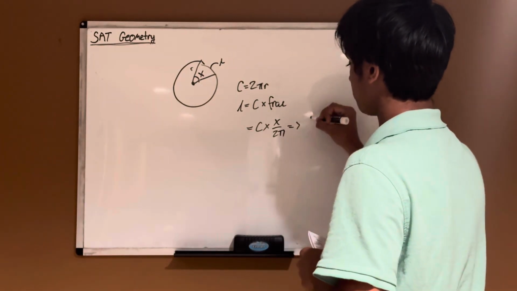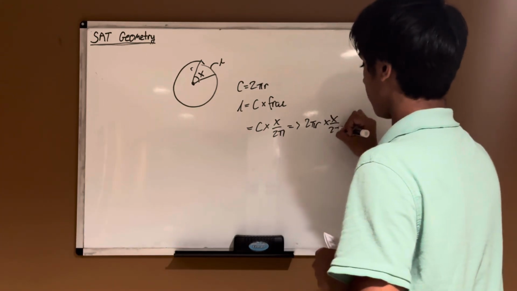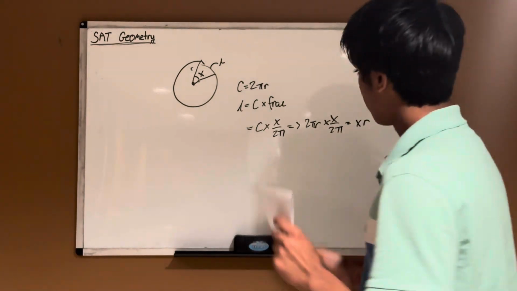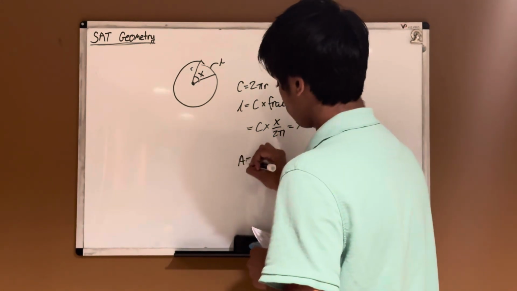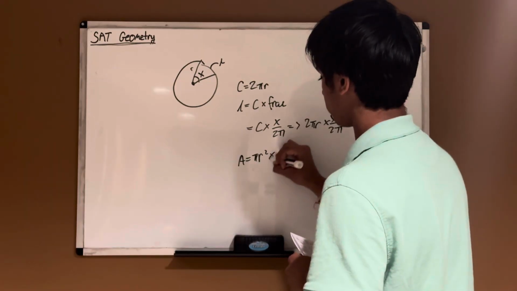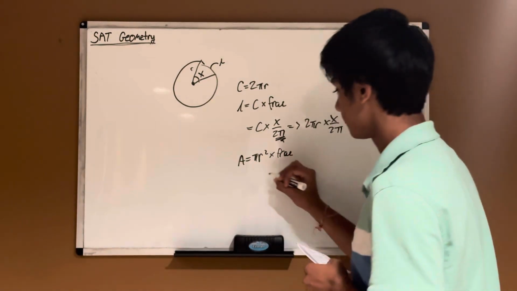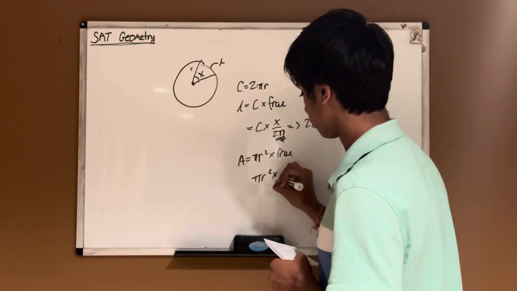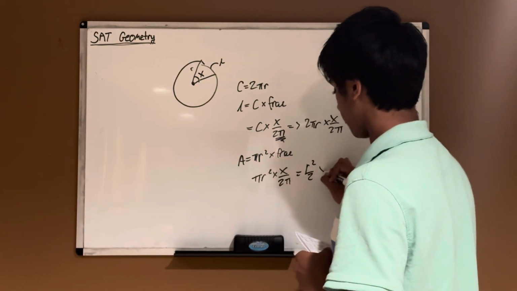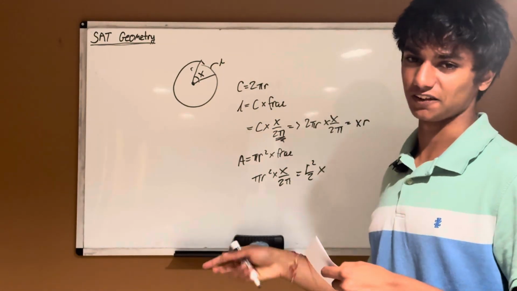So our formula, 2 pi r times x over 2 pi, is equal to x times r if we're using radians. Similarly, the area is equal to pi r squared. And again, we want to find a fraction of that area, so times the fractional part. This fractional part is again equal to x over 2 pi. So pi r squared times x over 2 pi, and we get r squared divided by 2 times x for the area of a sector, which is what that's called.